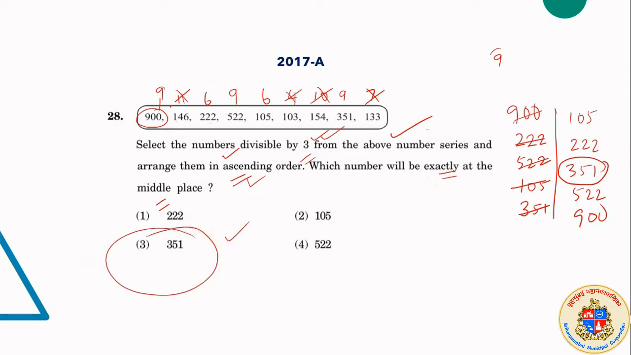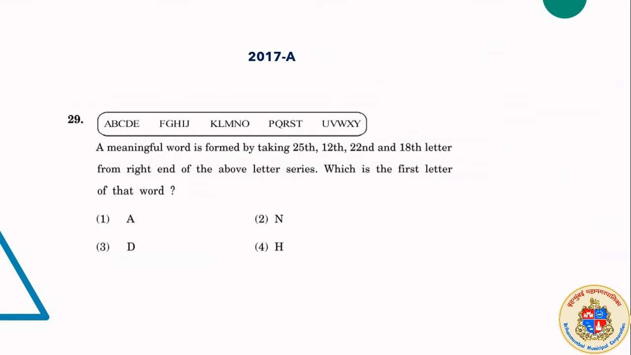Understood? So this way interesting questions will come in front of you. Mathematics ability will be tested, along with that ability to put it in ascending order and ability to find out the middle place. 2, 3, 4 aspects of your brain will be working together.